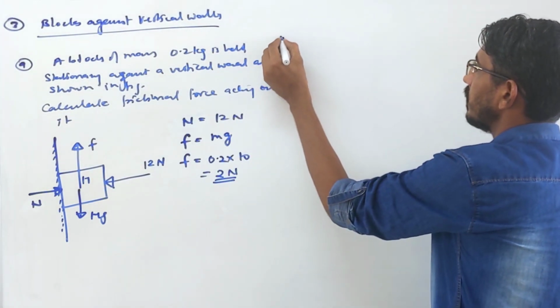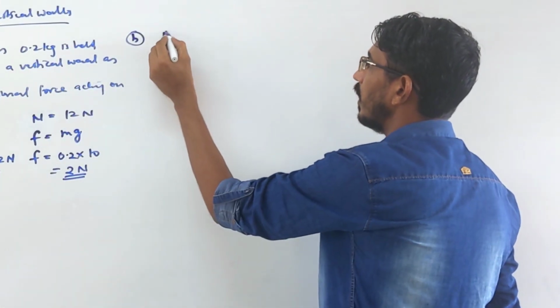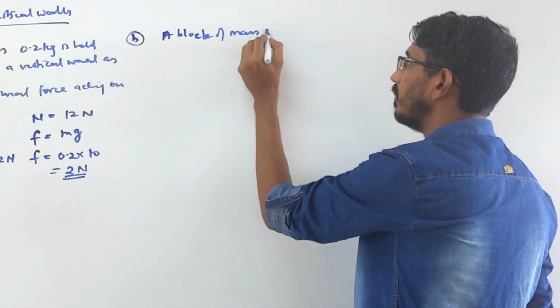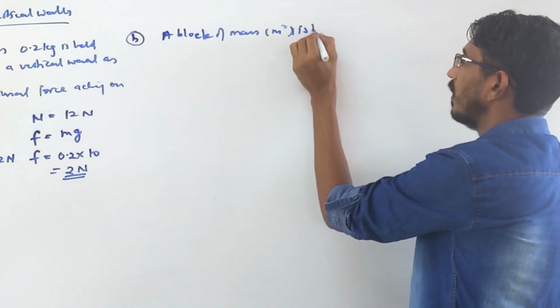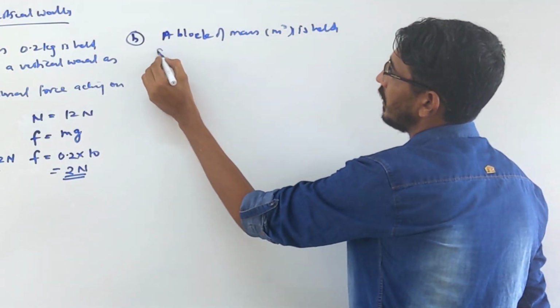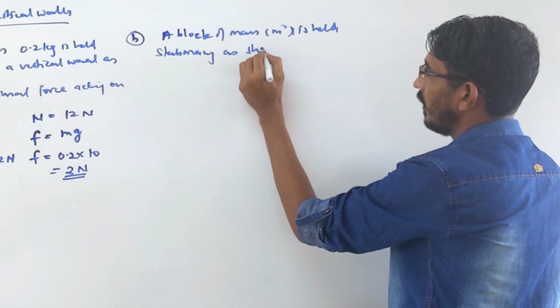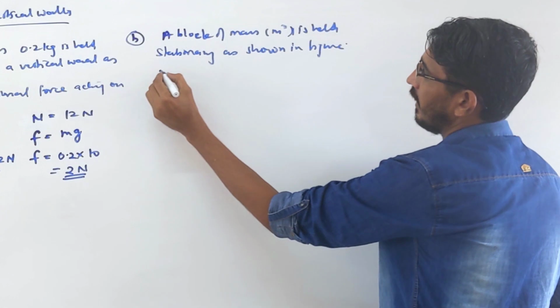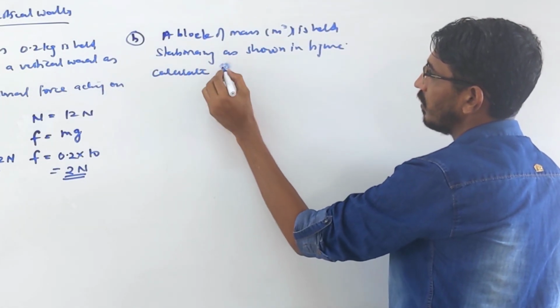Let's see one more question. Suppose they ask this way: a block of mass m is held stationary as shown in the figure. Calculate the mass of the block.